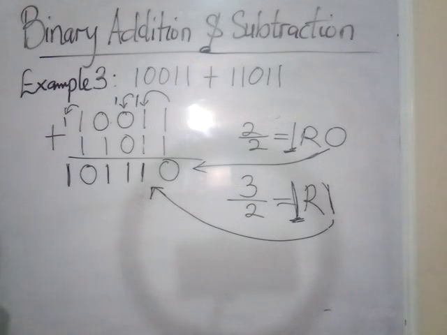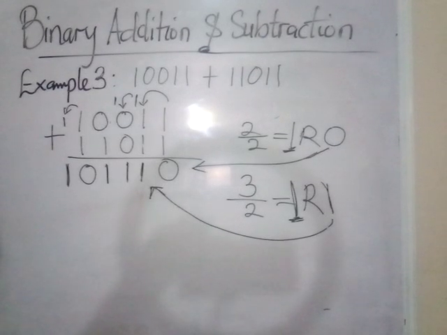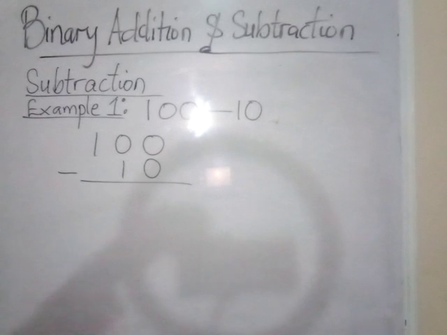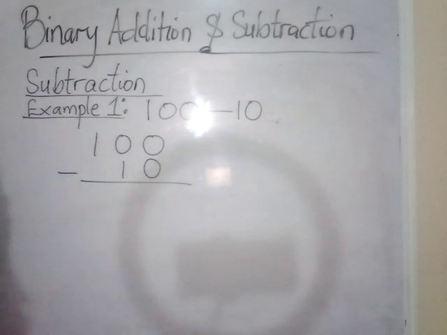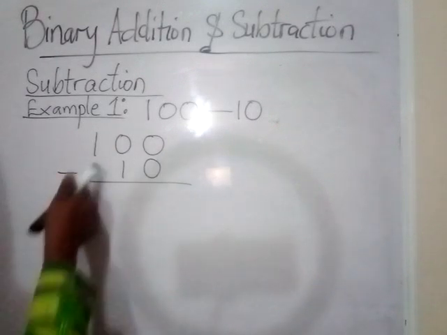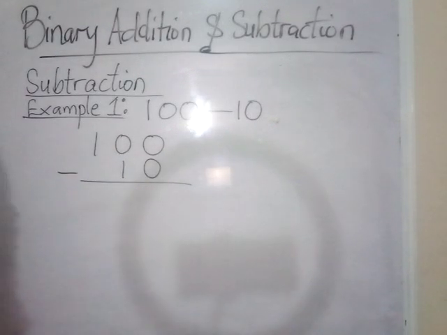So the next examples we're going to look at are subtraction. We're going to look at how subtraction occurs in the binary system. Alright, so let's take a look at this example of subtraction in binaries. We have the numbers 100 minus 10. Okay, 100 minus 10. So you arrange normally the way you would in a decimal number system.